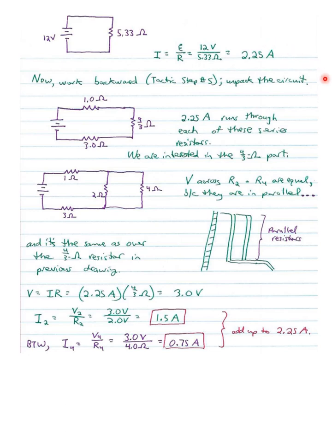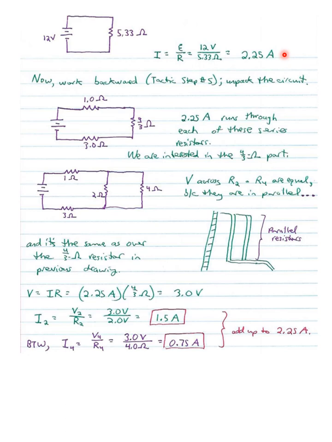If we want to know the total current, notice this picture that I've drawn. I've redrawn the circuit. I've imagined that all of those resistors are just one resistor all by itself. And so we have a 12-volt battery and a single 5.33 ohm resistor. So the entire current drawn from the battery is 12 volts over 5.33 ohms, so 2.25 amperes.